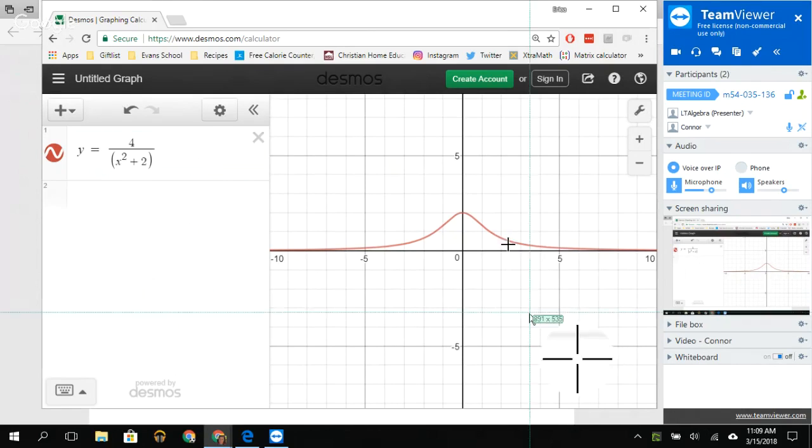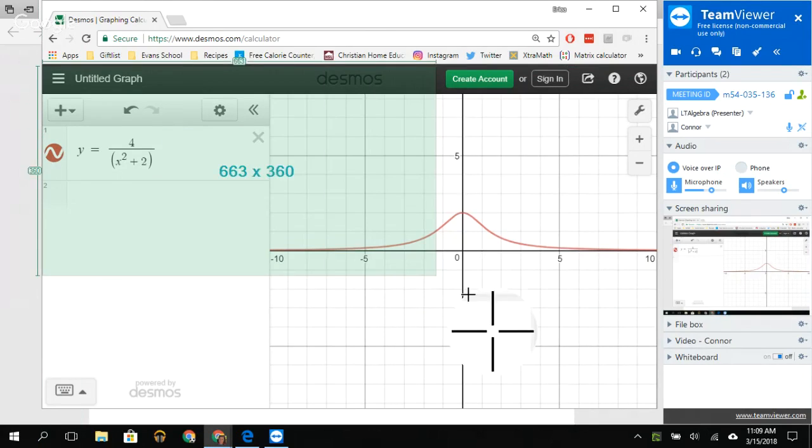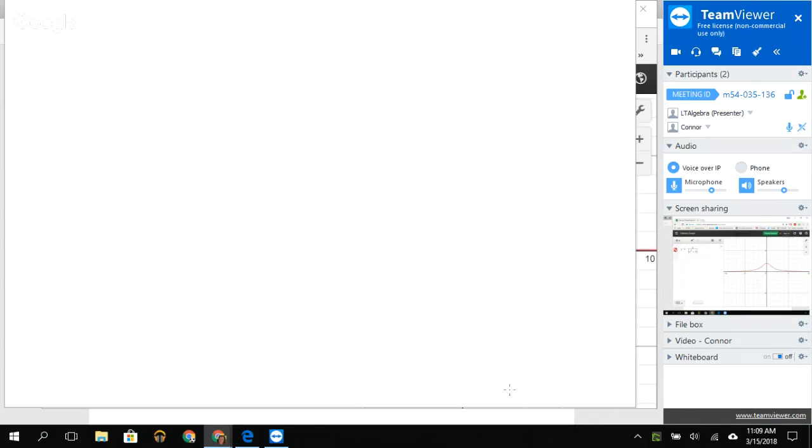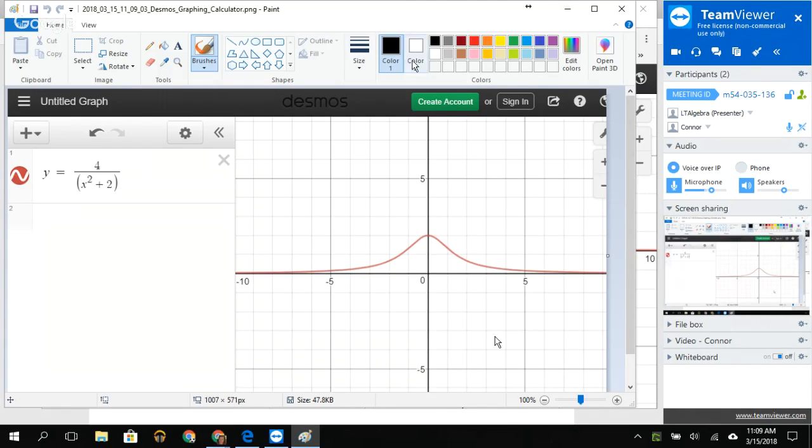So if we pop this into Paint, the domain, remember, is all of our x's. If we look at this, the domain appears to not have any holes in it. It goes all the way. It's a smooth curve. This makes sense because if you look at your domain, it looks like we could put any x's in here and they would work.